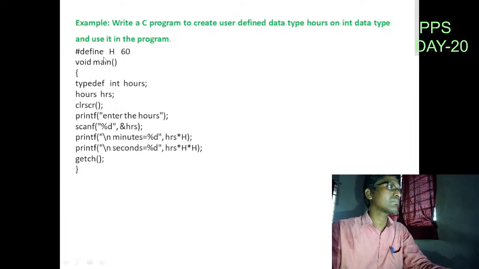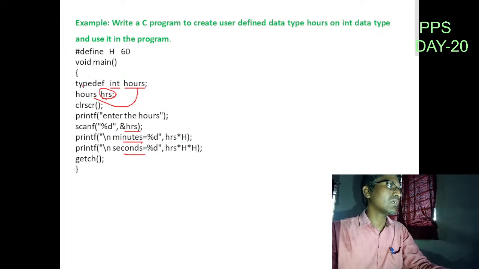So this is an example. Here I am going to define h is equal to 60, and here I am using a typedef. So typedef, followed by int, and hours. Int is an existing data type and hours is a newly created data type. Now I am going to use this data type hours, and create another variable called HRS. Now I am going to read HRS from the keyboard, then calculate minutes and seconds. I hope you understand what I am saying.